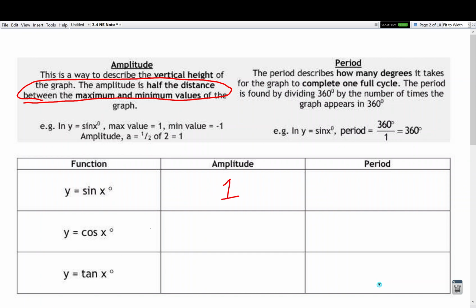If you look back at your cosine graph, you'll see it starts at its maximum and it finishes at its maximum of 1. It goes down to -1. Again, that's a distance of 2, so the amplitude is 1.